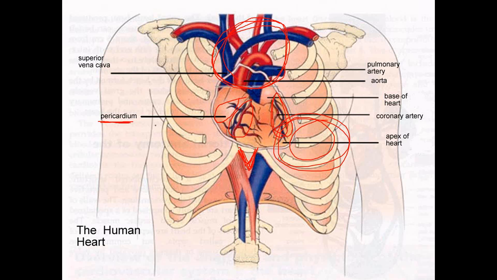So this is the human heart. If you want to have some idea of scale, a really good measure for a healthy human heart is that it's about the same size as its owner's clenched fist. So if you've got a healthy heart, clench your fist, your heart is probably about that size.